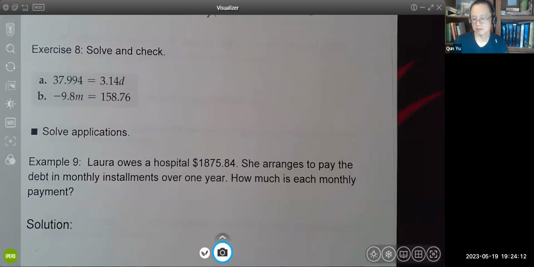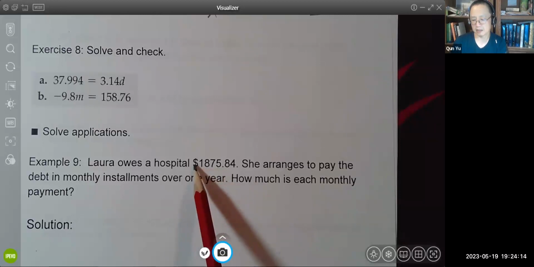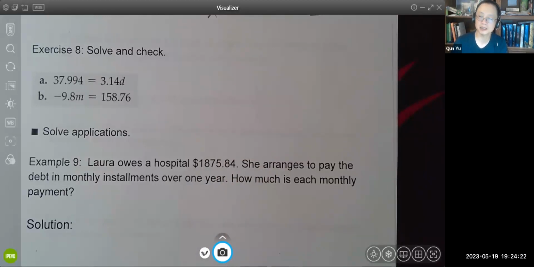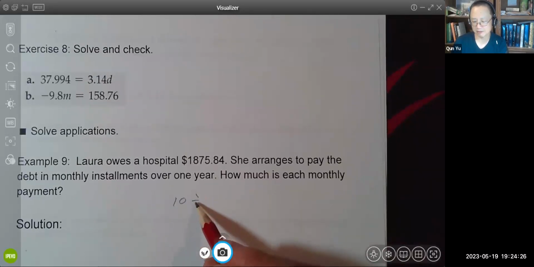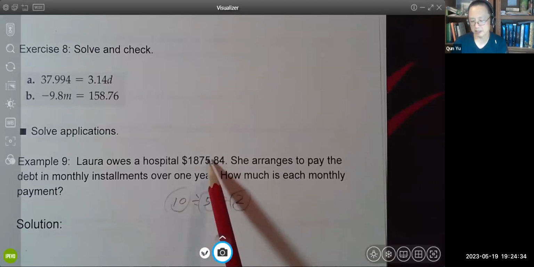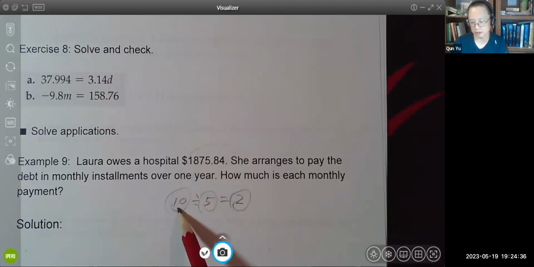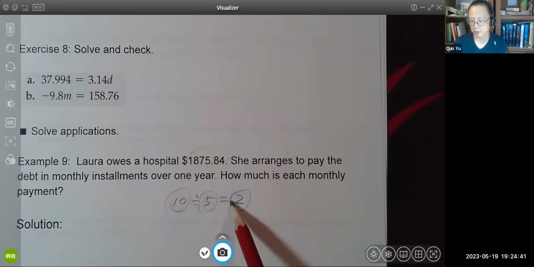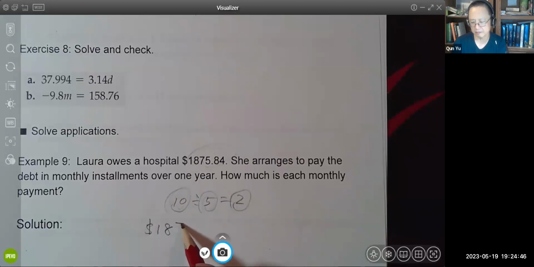First of all, basically, we will divide her total debt into 12 equal parts. That's one of the basic meanings of division. Remember that? Division means, for example, 10 divided by 5 equals 2. We divide 10 into 5 equal parts, and that's how much each part is. This time, we divide this whole thing into 12 equal parts, and we get 1 part. So it's very easy to understand once we understand the meaning of division.